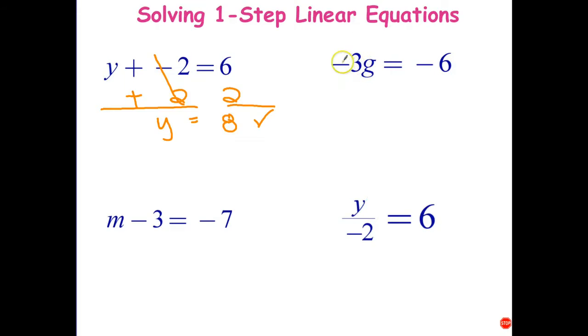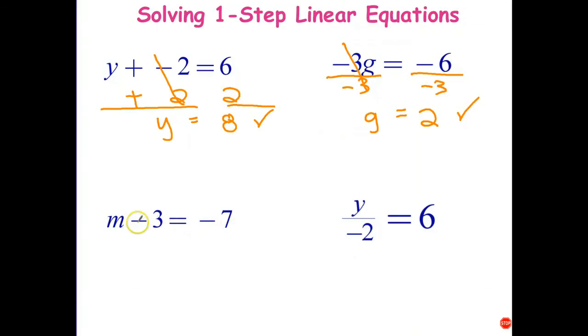Okay, let's see how you went. So the operation in here is multiply. To undo multiplying, I divide both sides by -3. And g equals -6 divided by -3, or negative divided by a negative gives a positive, so the answer is +2. Quick check, -3 times +2 is -6, since a negative times a positive gives a negative.